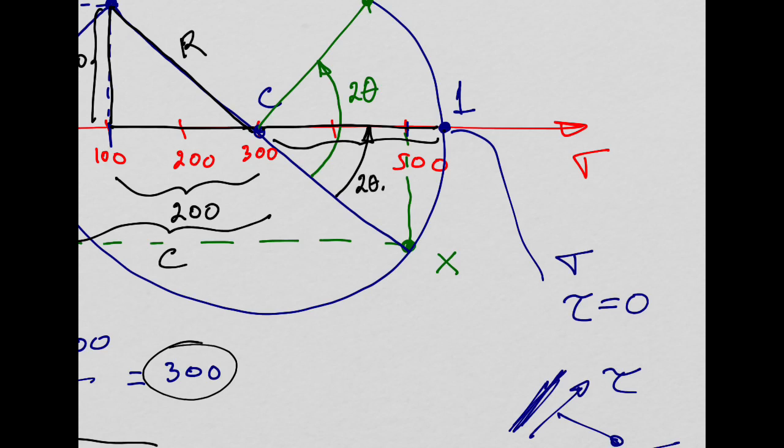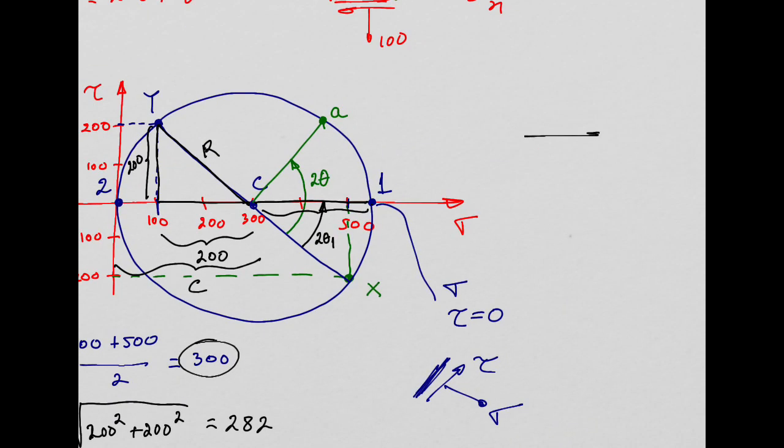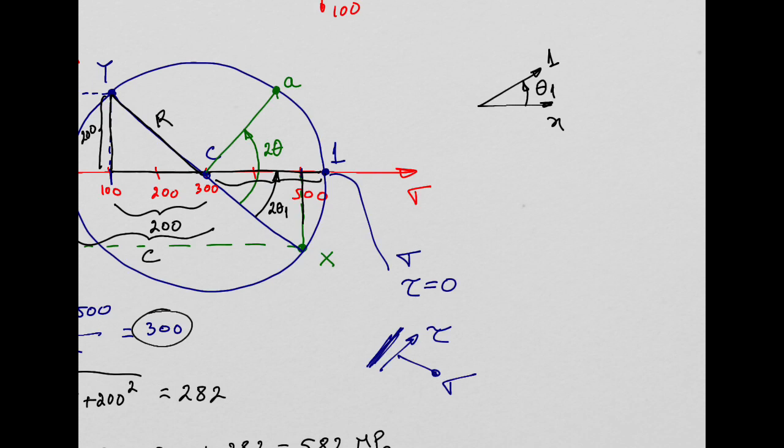I will call this angle 2 theta 1. It will give me the principal direction number 1. This theta 1 is the angle such that, if I have x, this is my principal direction 1, and this is going to be my theta 1 angle. In the Mohr circle, we always represent two times the angle. So from trigonometry again, I have a right triangle here: tangent of 2 theta 1 is equal to 200 over, this one here, 500 minus 300 is 200 as well. So it is equal to 1.